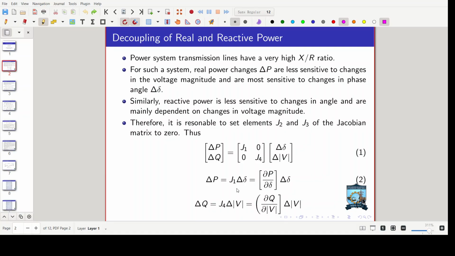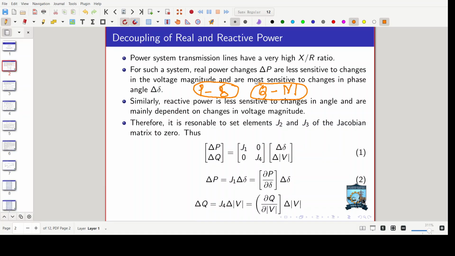Similarly, reactive power is less sensitive to changes in the load angle and is mainly dependent on the change of the voltage magnitude. So it simply means that we have P-delta and QV coupling in the power system. But remember that these are not completely decoupled, but for practical purposes we can consider them to be decoupled. Therefore, it is reasonable to set elements J2 and J3 of the Jacobian matrix to 0.